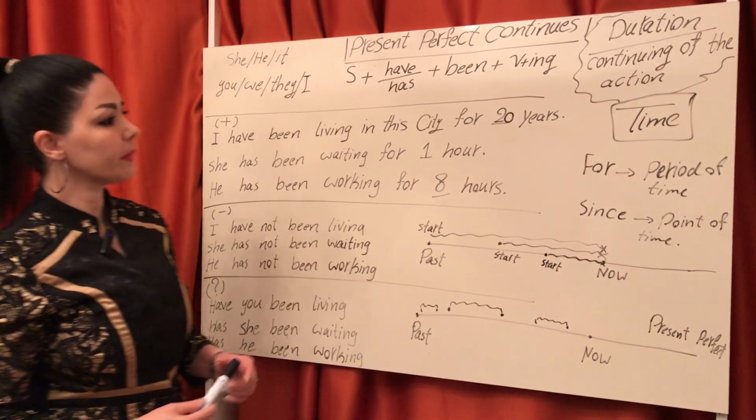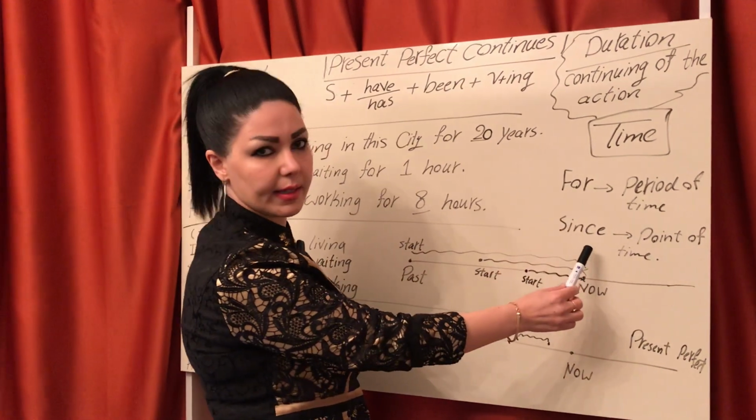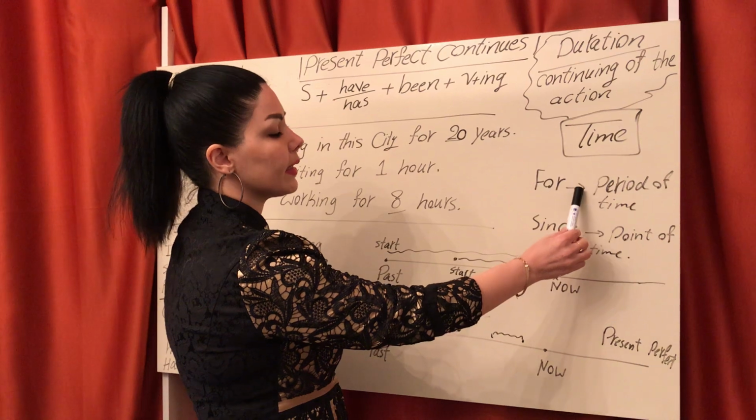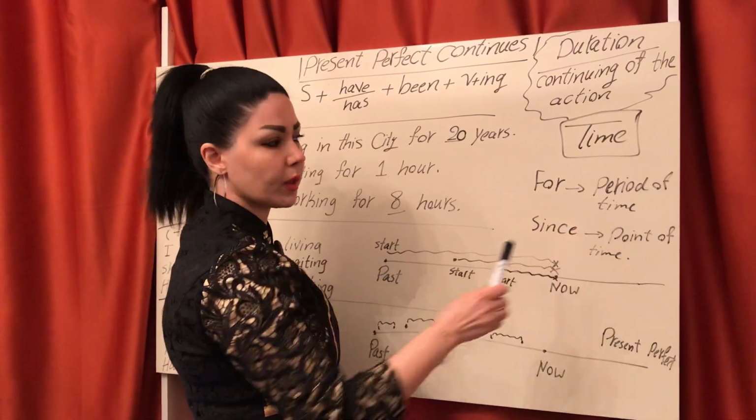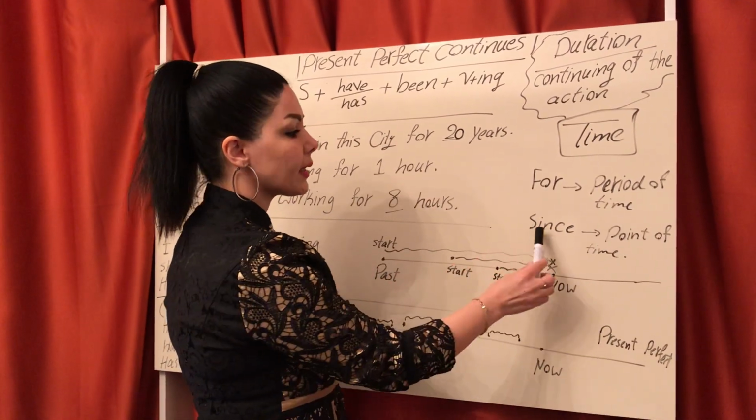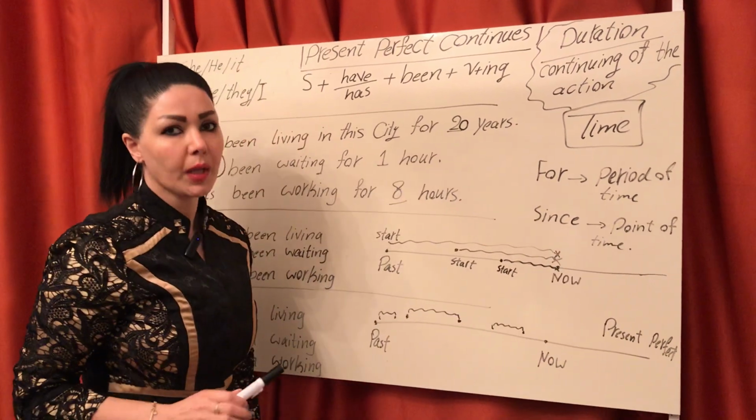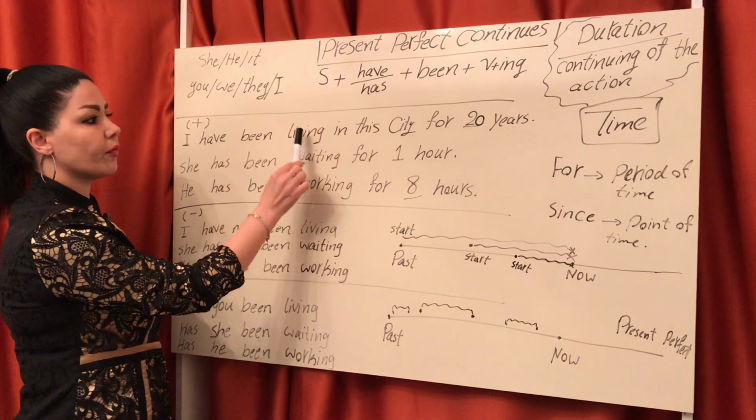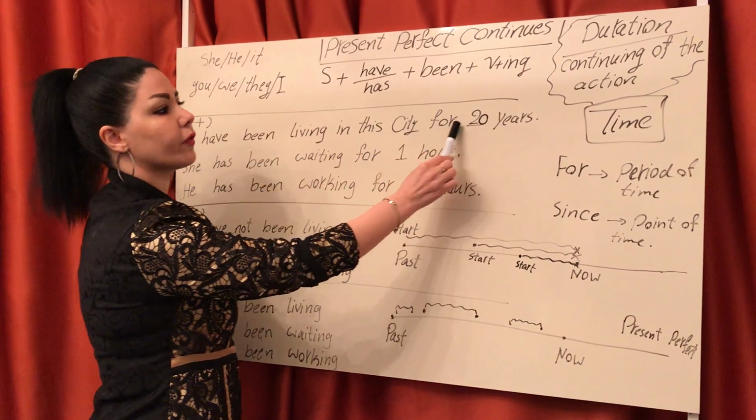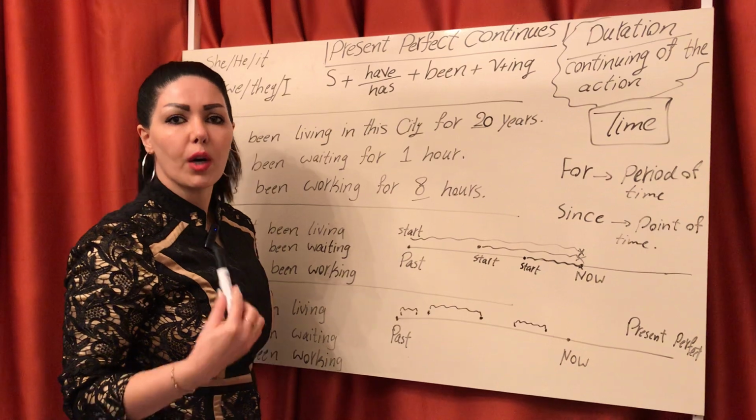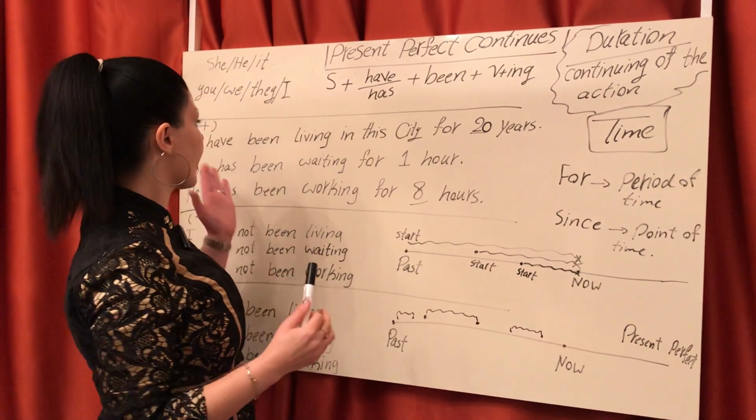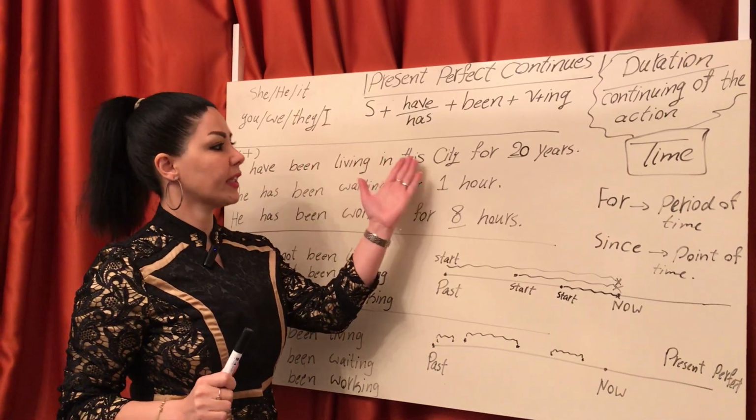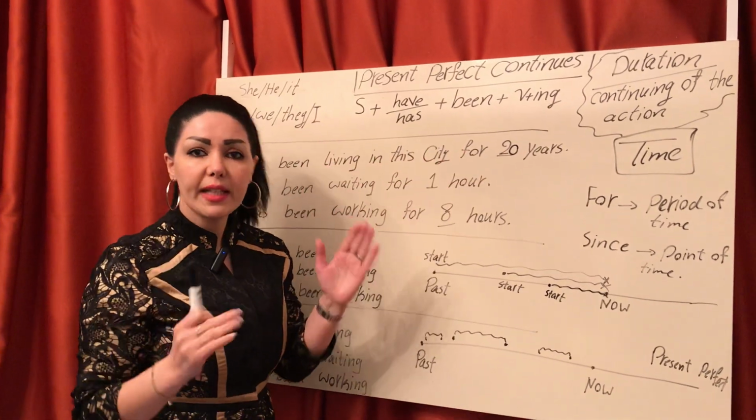Okay. Now about for or since. What is the difference? For is about period of time, whole time, but since is a point of time. What does it mean? For example, I said that I have been living in this city for 20 years. Now I am 20 years old. So I say whole of the time.